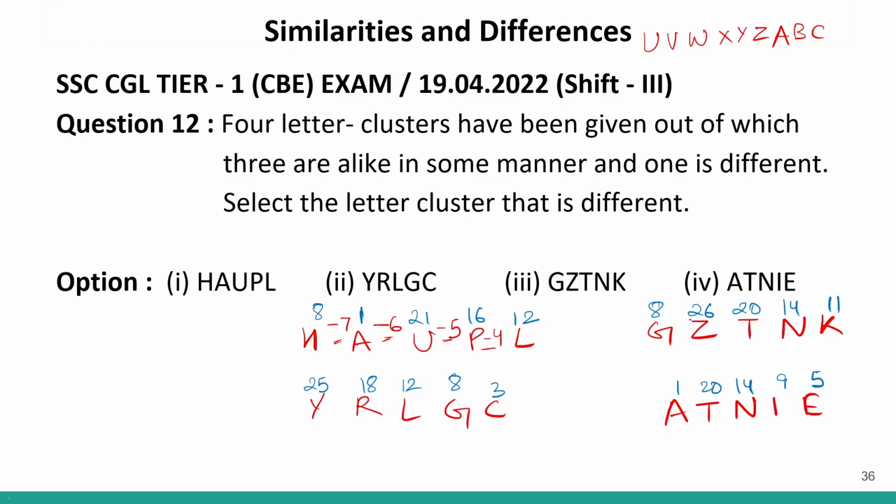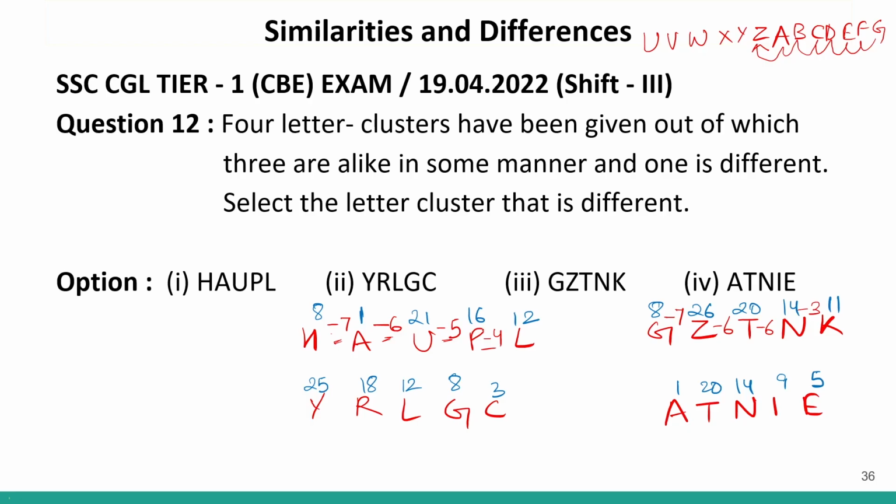Let us check. From 8 to 26. So we are going back, right? Remember A, B, C, D, E, F, G. So if I go 1, 2, 3, 4, 5, 6, 7th position back, I'll get Z. So here also I'm going 7 positions back. Here 6 positions back. Here again 6 positions back and here again 3 positions back. So this is a different logic. This is minus 7, minus 6, minus 6 and minus 3. Over here we had minus 7, minus 6, minus 5 and minus 4.